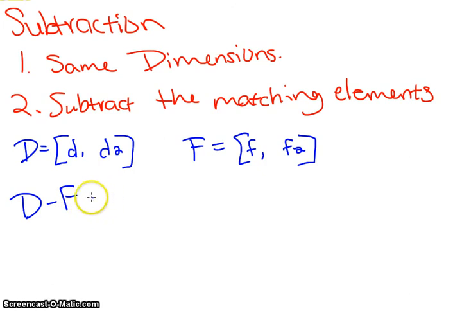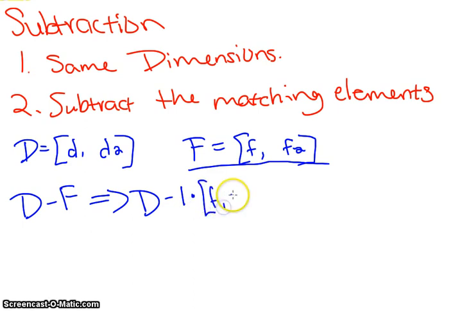Again, you can think of it as multiplying this matrix here by a -1. So let's see, D minus 1 times F1, oops, curves.